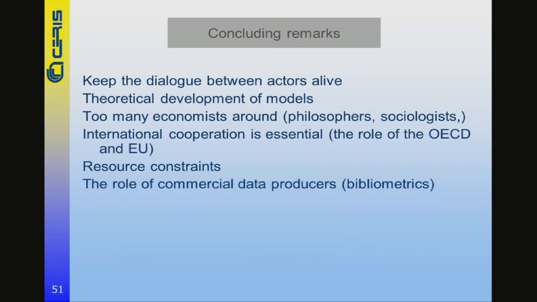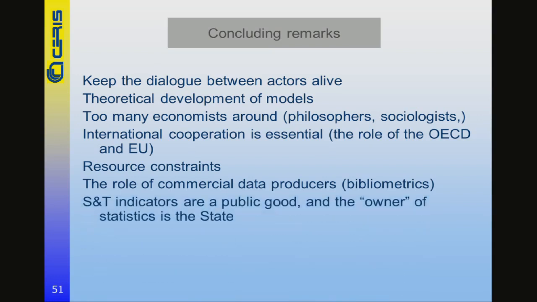And also, we have to keep in mind that as at the beginning it was just a matter of statistical agencies attached to governments, now we have also commercial producers of data, like bibliometrics, or official data like patents, but the players from the private sector are becoming very important and even key in certain areas like evaluation. Later on I can tell you something about what is happening in Italy these days about evaluation, the use of this data. But I would like to conclude saying that science and technology indicators are in any case a public good, and the owner of statistics is the state.